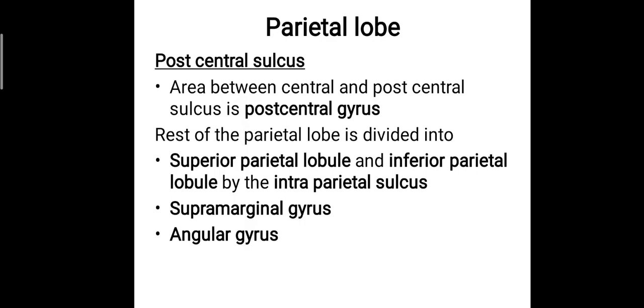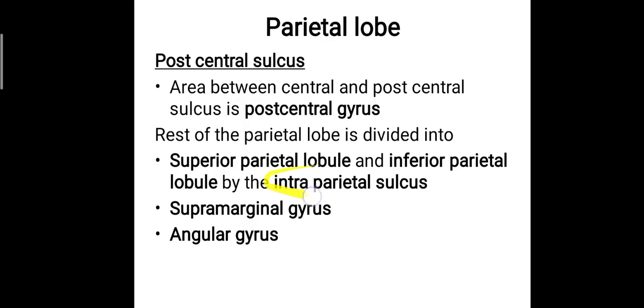The next one is the parietal lobe, which lies behind the central sulcus, as you remember from the diagram. Here there is a sulcus named the post-central sulcus, which lies after the central sulcus and parallel to it, and the area between the central and post-central sulcus is named the post-central gyrus. The rest of the parietal lobe behind the post-central sulcus is divided into two lobules, the superior parietal lobule and the inferior parietal lobule, by the intraparietal sulcus.